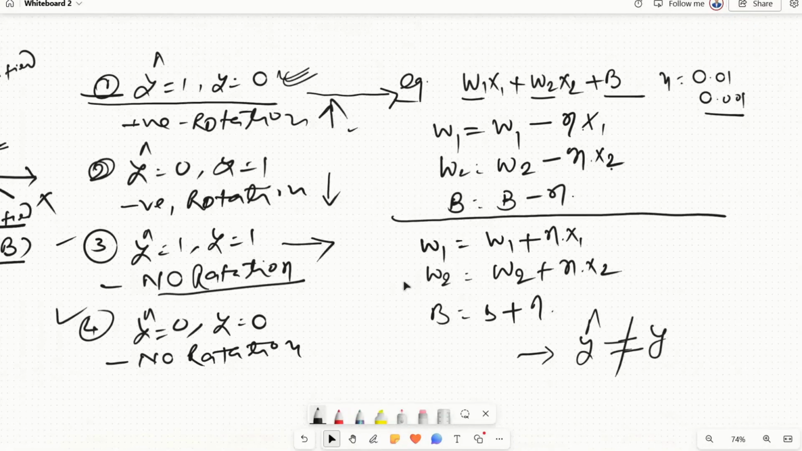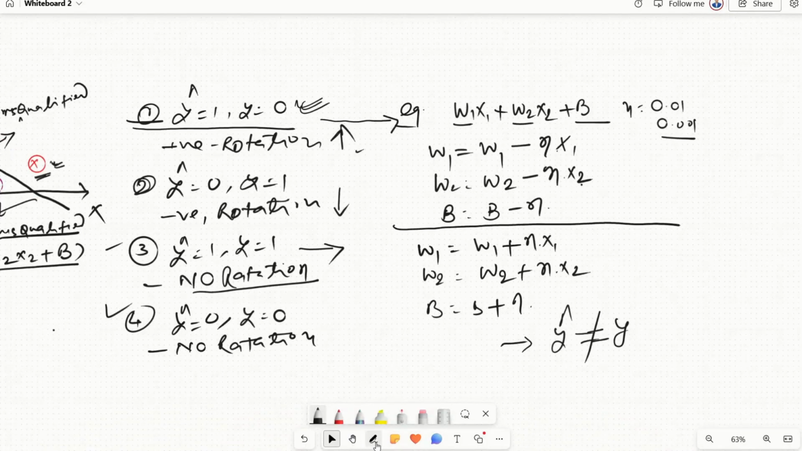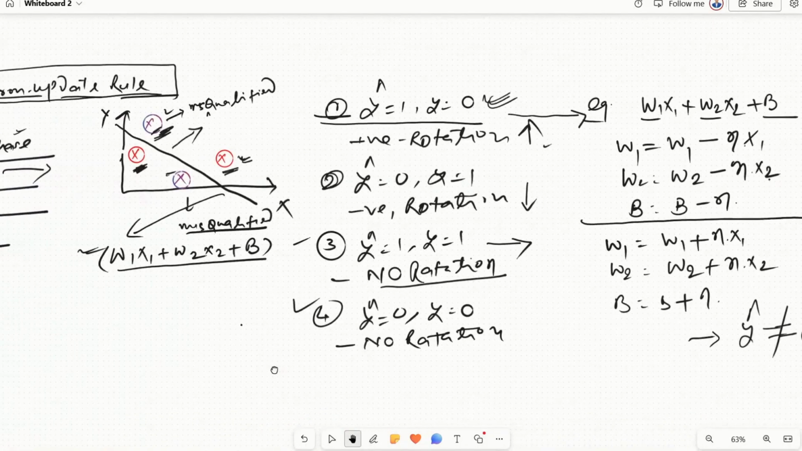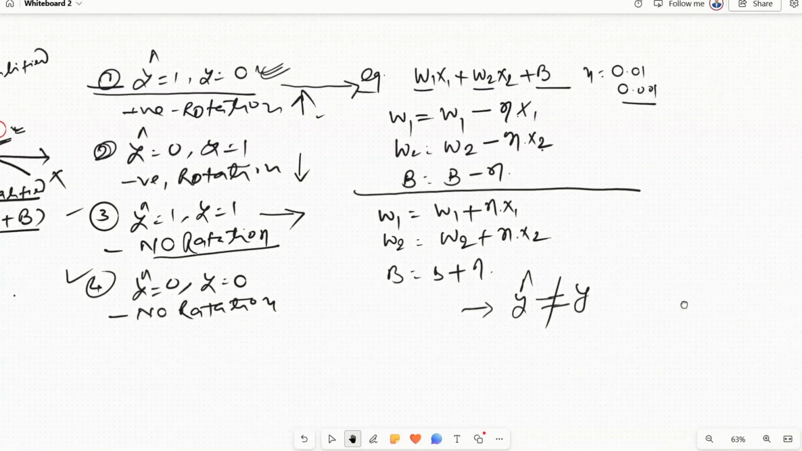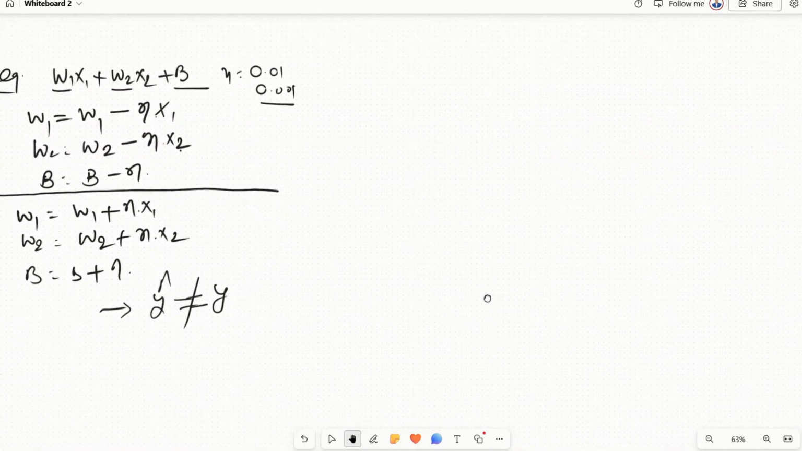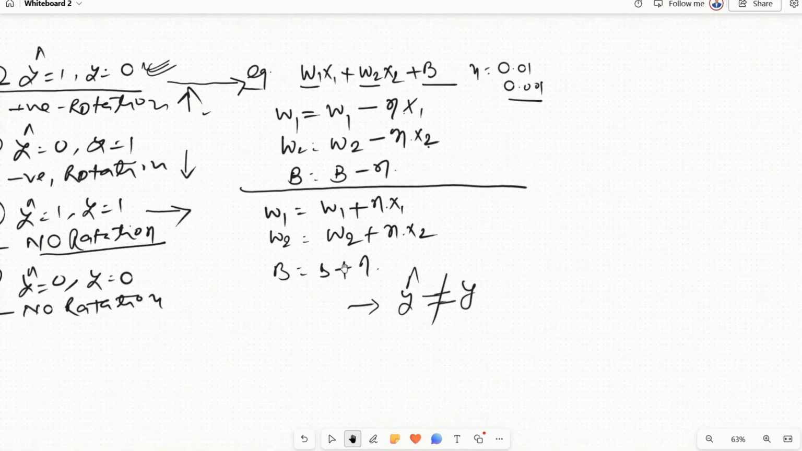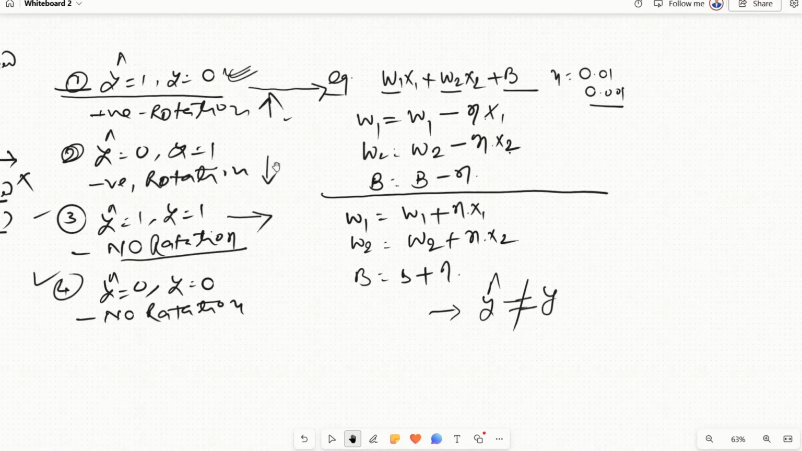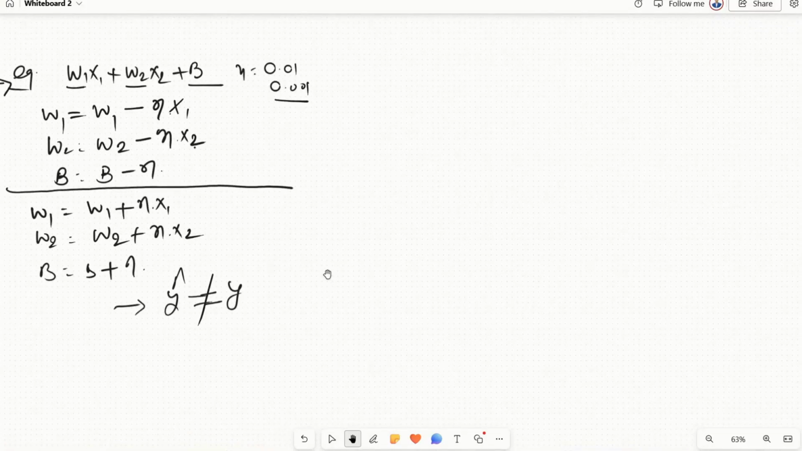I'm recapping everything I have already covered in my previous video: how the rotation happens, how the change happens. This is called the update rule. With respect to these four cases, my purpose is, based on this update rule, to build an algorithm so that I can train my model.